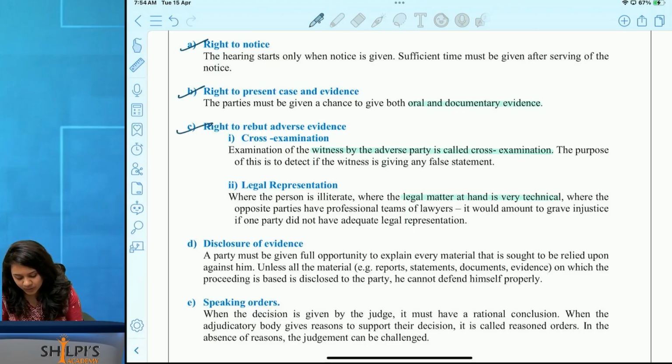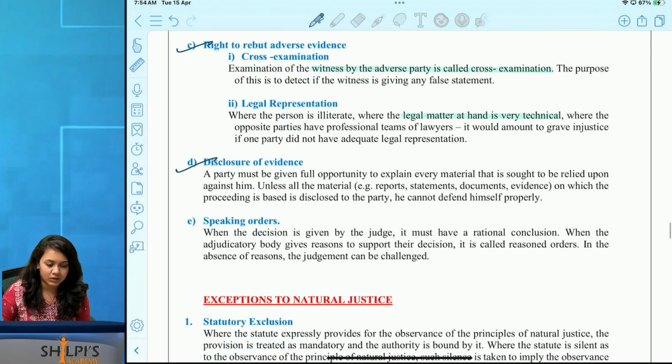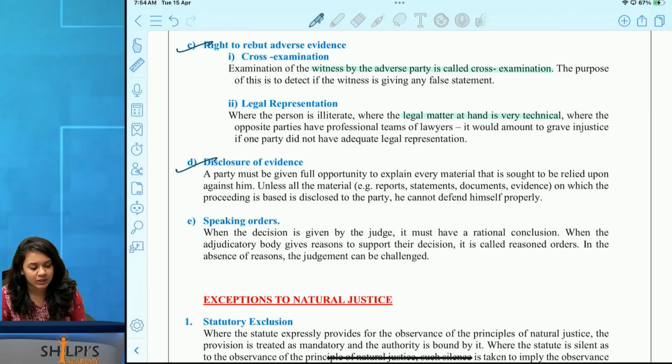Then we have the disclosure of evidence. So, every party must disclose every material that is relied upon for the purpose of his arguments before the court. Any material, whether reports, statements, documents, evidence, etc., must be disclosed to the opposite party.